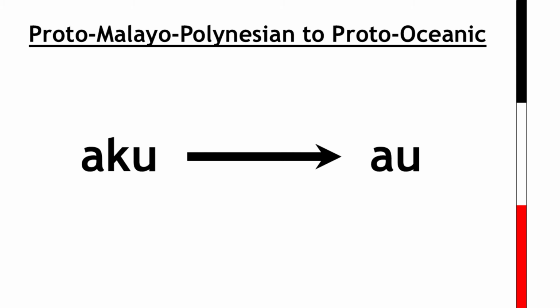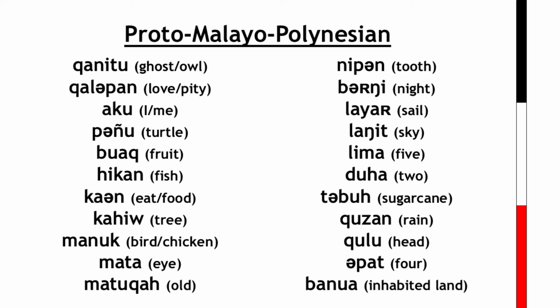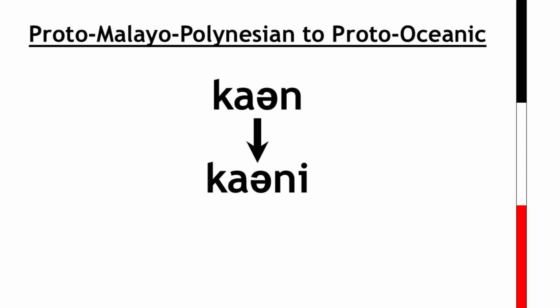its medial consonant. We also see a couple of changes affect the word kaan, meaning to eat. This word receives the addition of the transitive verb suffix e. The schwa in the middle of the word also disappears, as it's very weak next to a vowel, leaving us with kani in Proto-Oceanic.